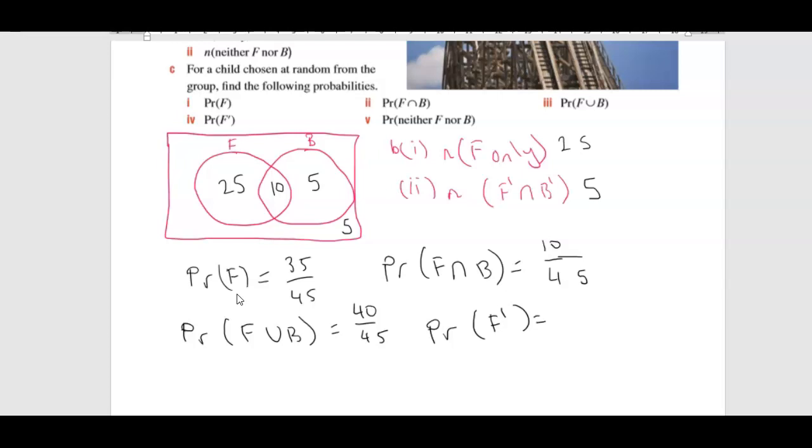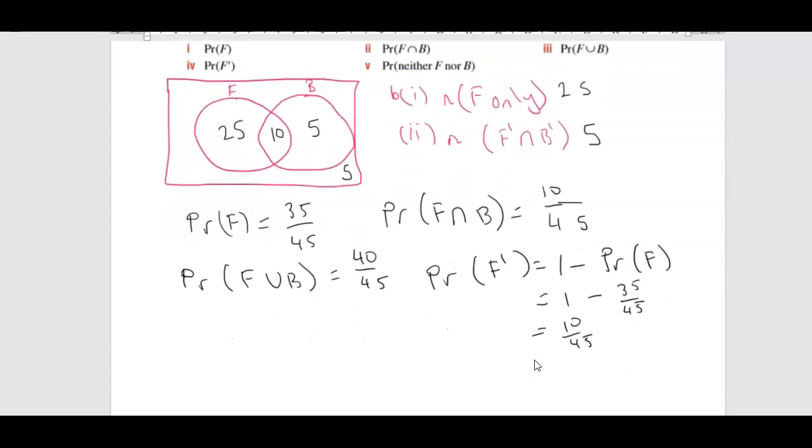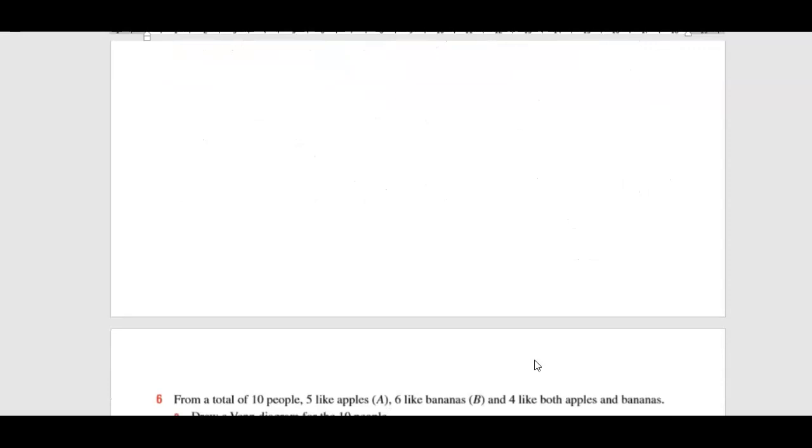So the probability of not F is 1 minus the probability of F, if it's easier to do that. So we know the probability of F is 35 over 45. So that's going to be 10 over 45. And neither F nor B is going to be 5 over 45. All right, so just make sure you do simplify those fractions.